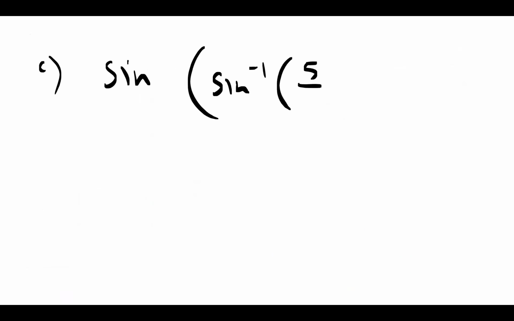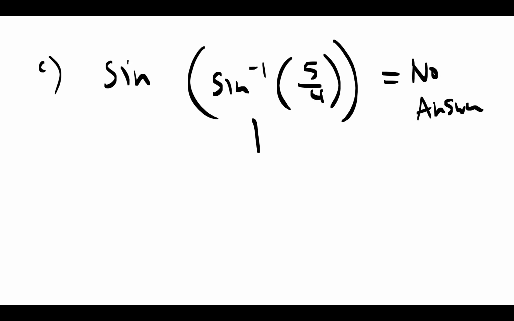Okay, yours here. Nope, keep it. It's not inside the zone for sine, right? The zone for sine is from -1 to 1. So there is no answer, not possible, however you want to answer it. We're good? Because this has to be between -1 and 1.